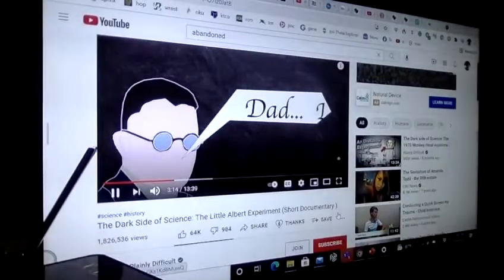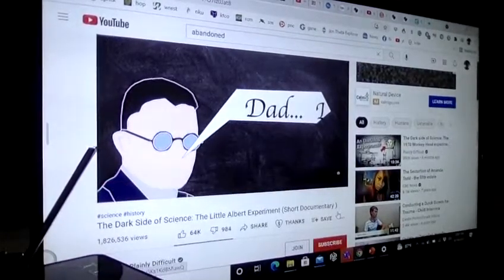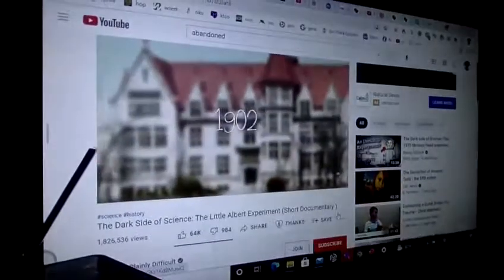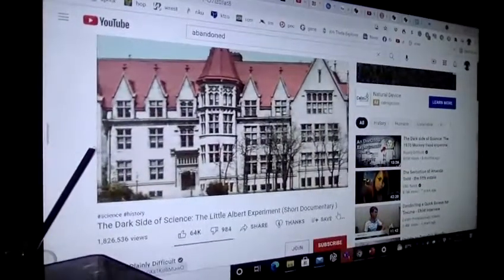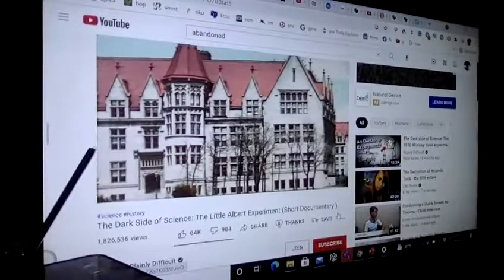2 children, but his marriage would break down, but this will come a bit later on in our story. In 1902, Watson gained his PhD whilst working as a research professor at the University of Chicago.